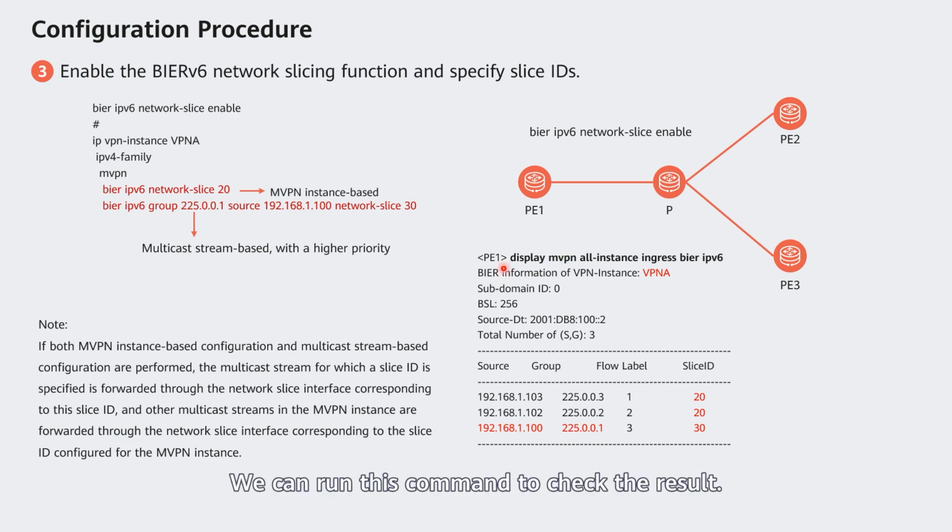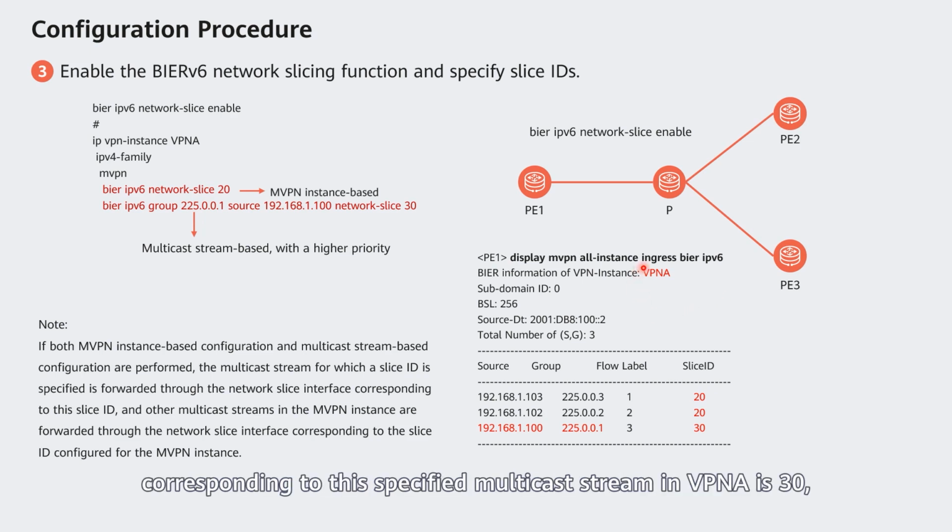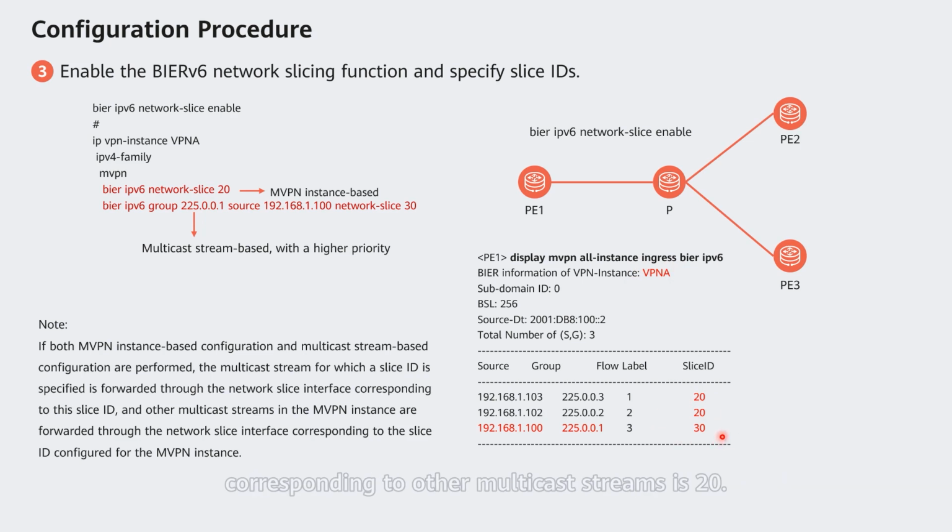We can run this command to check the result. The command output shows that the network slice ID corresponding to this specified multicast stream in VPNA is 30, and that the network slice ID corresponding to other multicast streams is 20. In other words, packets of this specified multicast stream are forwarded through the network slice interface corresponding to slice 30, and other multicast streams in VPNA are forwarded through the network slice interface corresponding to slice 20.